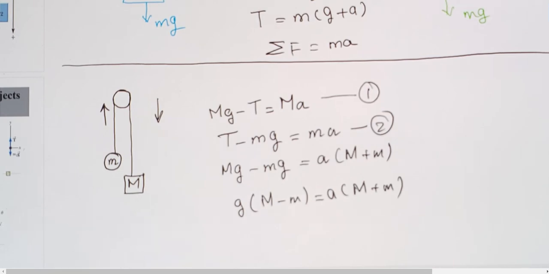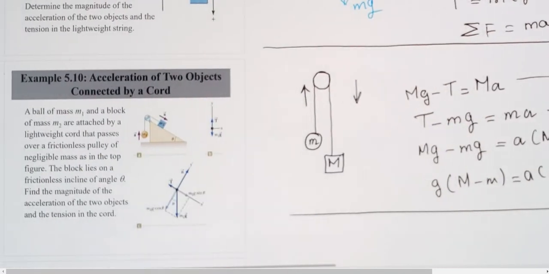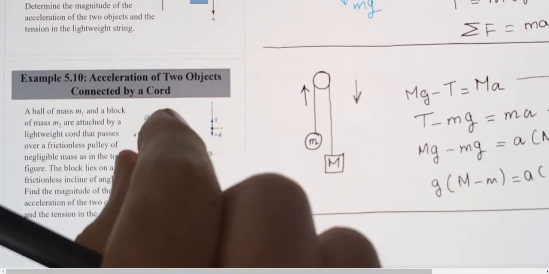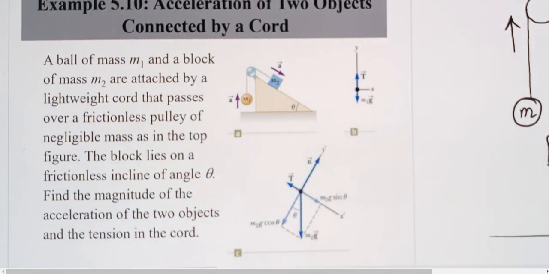Because those are the physics equations. Mathematically, you are responsible to solve them. Physics-wise, I'm explaining the physics for it. Let's go now for a typical problem.